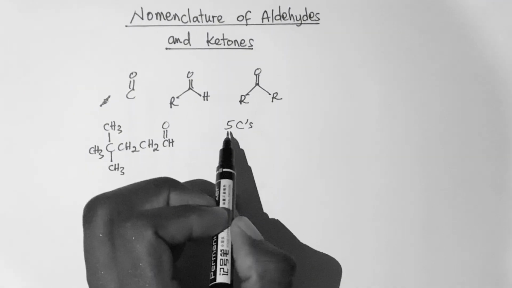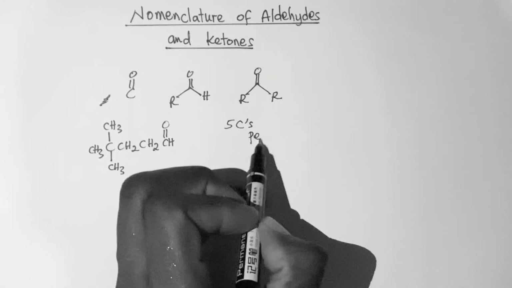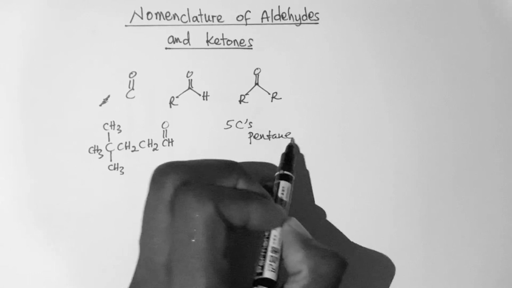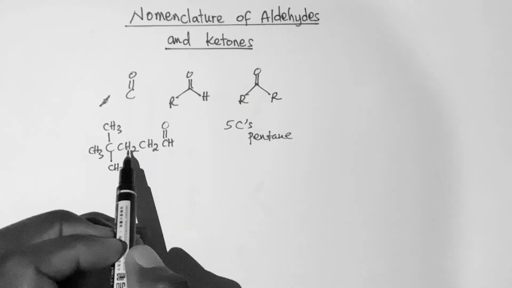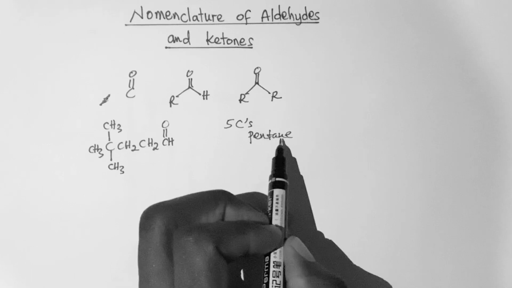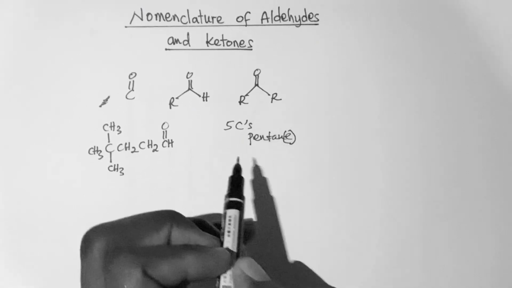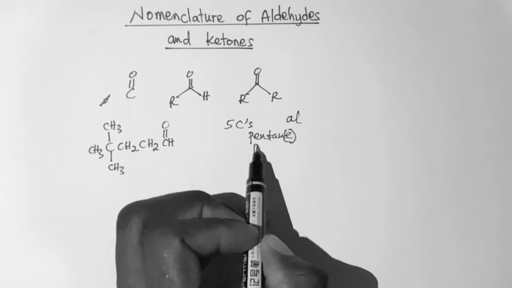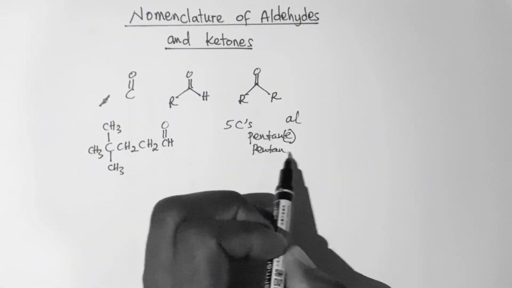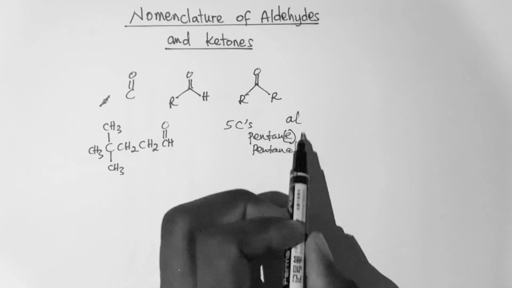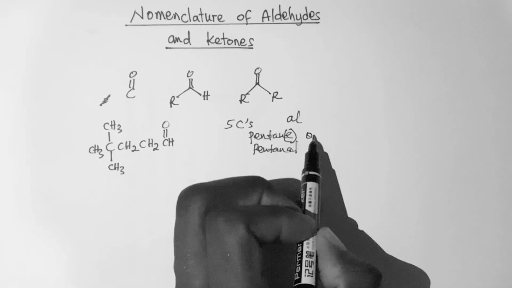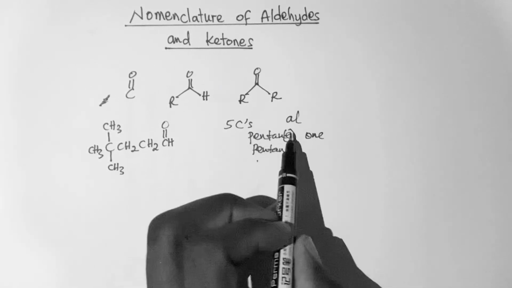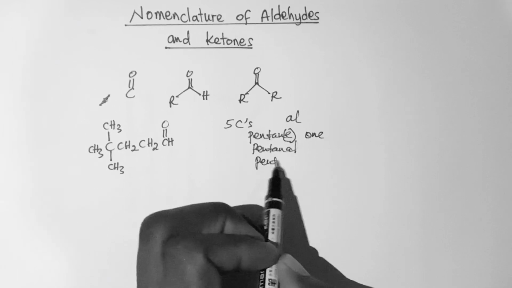And because it is a 5 carbon chain, we are talking about pentane. Now, for aldehydes, you remove the E in the parent chain and add AL. So in this case, it becomes pentanal. And for ketones, you remove the E and then add O-N-E. So in this case, if it was a ketone, it would have been a pentanone.